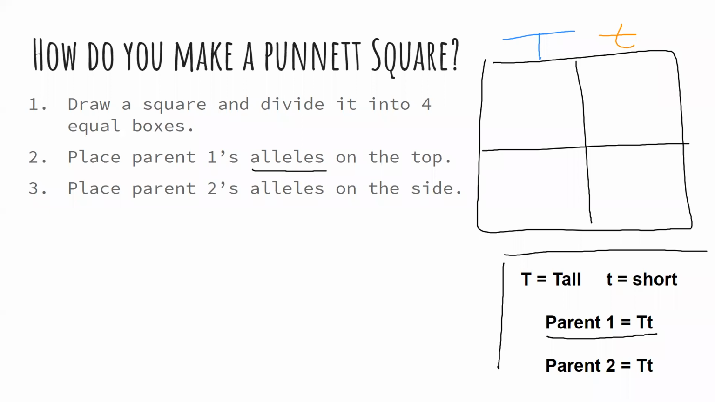You put parent 2's alleles on the left side. Parent 2's alleles are capital T and lowercase t as well.